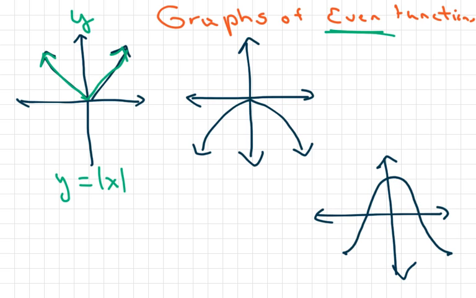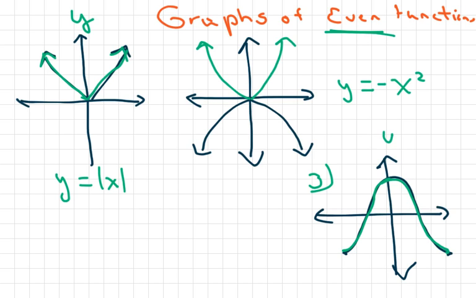This one is y equals negative x squared. Of course, the x squared one, the parent function, is also even. And this last one, the third one, is part of our cosine function. We kind of talked about it. I don't think anyone remembers. But anyway, the cosine function is an even function because it's symmetric with the y-axis.